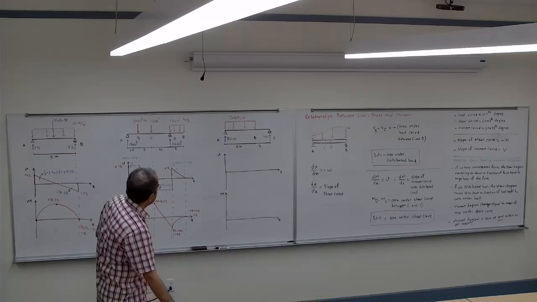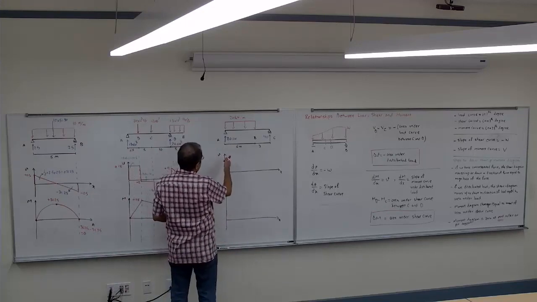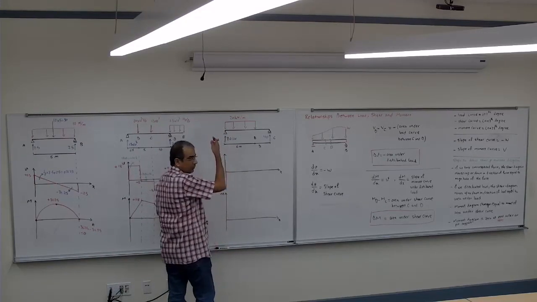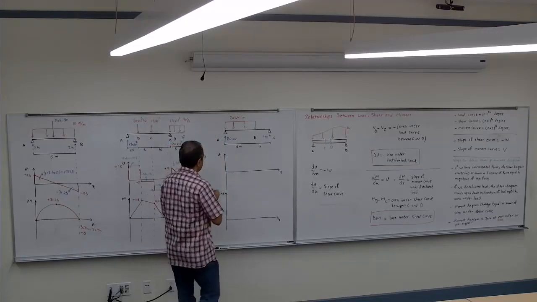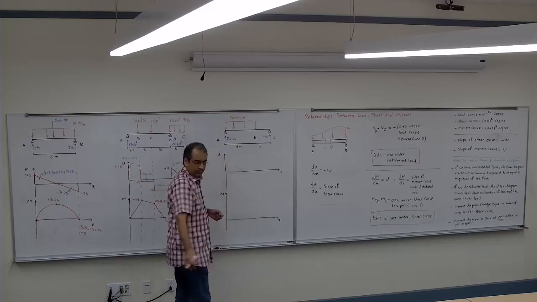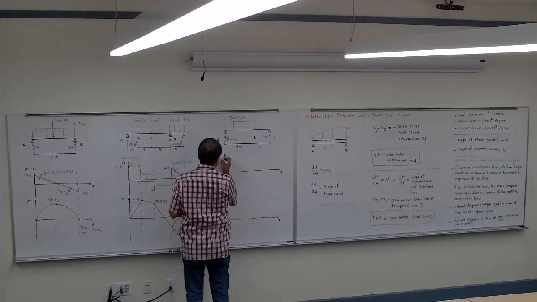So we start from the shear again. At A, we have 80 going up, so it starts from positive 80. It goes up there to positive 80. So that's the start point.